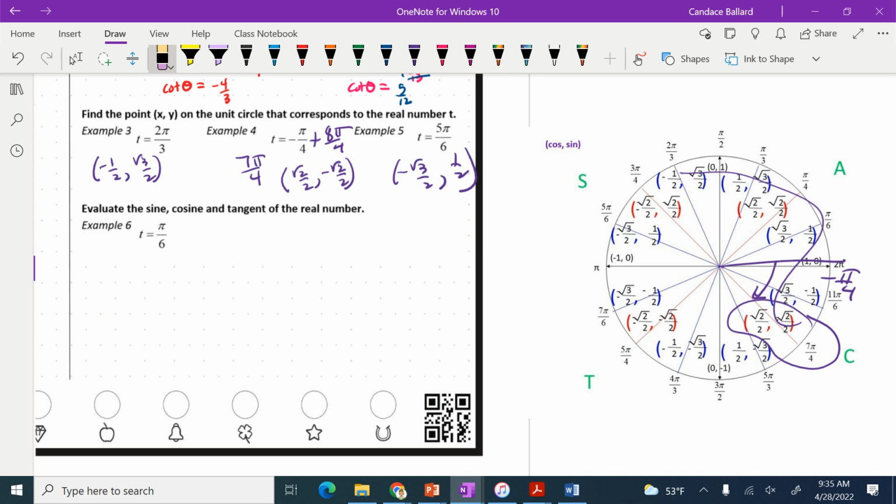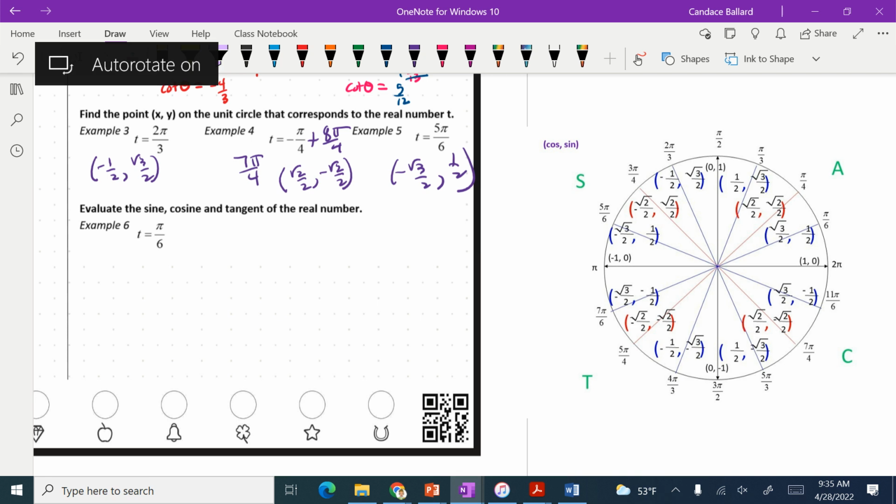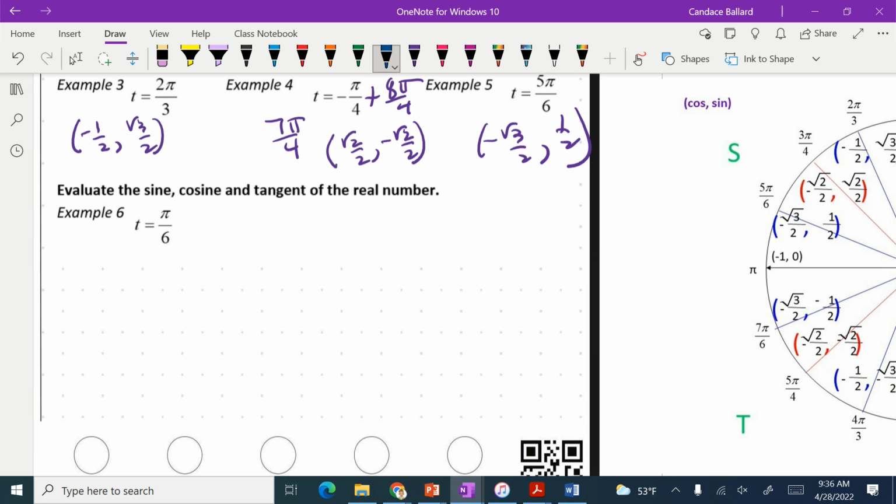Good. All right. So what it's asking me to do is find sine, cosine, and tangent of pi over 6. I'm going to use all the stuff we've learned so far to find that today. So I'm going to write out sine of pi over 6, cosine of pi over 6, and tangent of pi over 6.